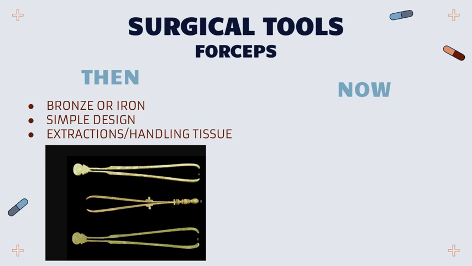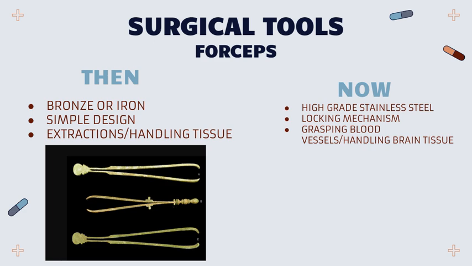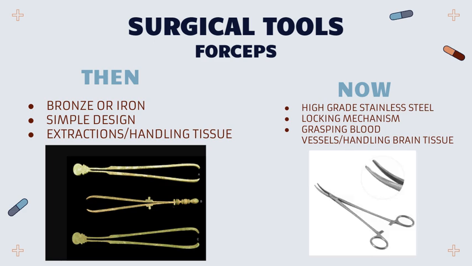Surgical forceps today are made with high-grade stainless steel that is heavily sterilized before use. They have locking mechanisms which allow for doctors to relax their hand and be more efficient during these operations. They are mainly used for grasping blood vessels and handling brain tissue, but forceps are seen all over the medical field.